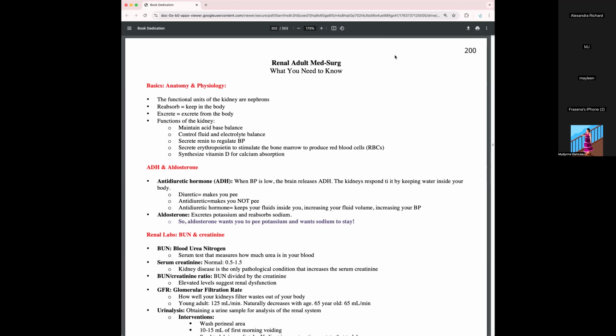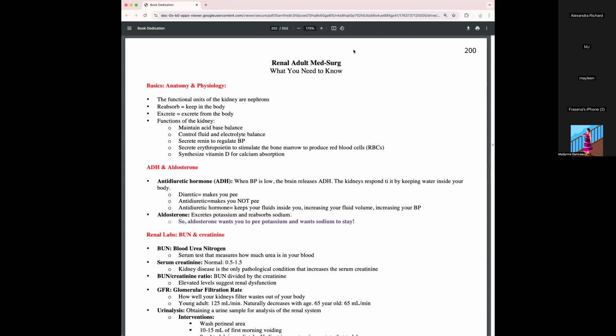The many functions of the kidney include maintaining acid-base balance, controlling fluid and electrolyte balance, secreting hormones like renin, which help regulate blood pressure, secreting hormones like erythropoietin to stimulate the bone marrow to produce red blood cells, and synthesizing vitamin D for calcium absorption. So some things that I would keep in mind, I would memorize that renin is a hormone that increases blood pressure. Erythropoietin is a hormone that stimulates the bone marrow to create red blood cells.